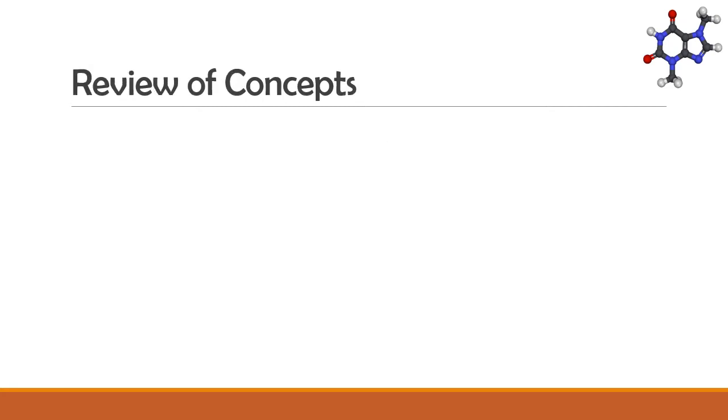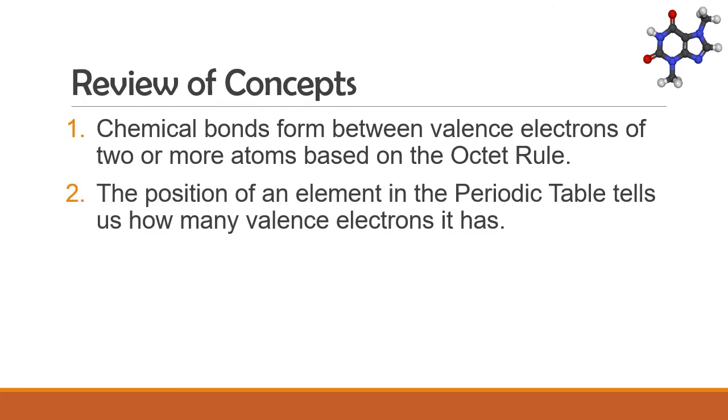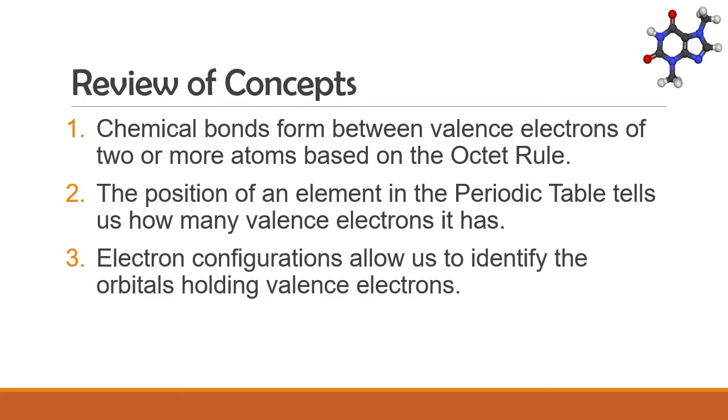By this time, you should already be familiar with the three important learnings from the previous modules. First, chemical bonds form between valence electrons of two or more atoms based on the octet rule. 2. The position of an element in the periodic table tells us how many valence electrons it has. And 3. Electron configurations allow us to identify the orbitals holding valence electrons.